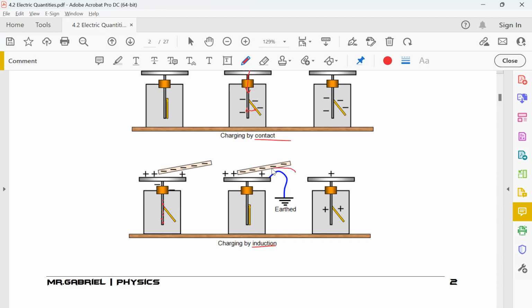But as soon as I connect an earth wire here, the excessive amounts of negative charges that are concentrated here will be repelled down through the earth, right? Meaning when all the electrons have been repelled, there is an absence of negative charges, then this thing here will yet again become positively charged.